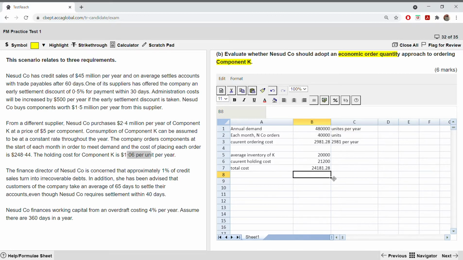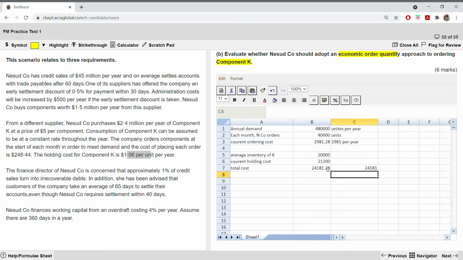If you want to round a number to a whole number, press equal, round, bracket, click this number, comma 0. Whenever you want to round a number to whole number, comma 0. If you press comma 1, it will round it to 1 decimal place, comma 2, 2 decimal places. 0 means 0 decimal places. 24181.